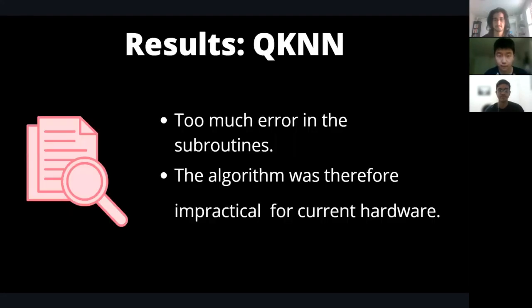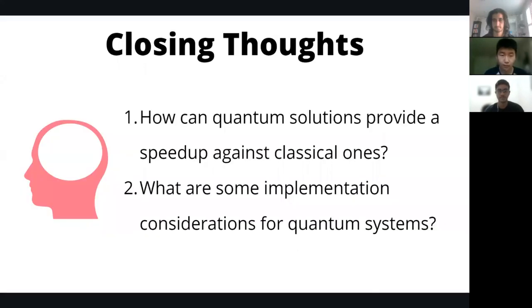The paper puts forth an implementation with a certain complexity, but in reality, there's too much error in the subroutines that we implemented for it to be practical. In conclusion, we see that quantum systems provide a significant speedup in both quantum counting and quantum KNN compared to classical systems. It is exciting to see the endless possibilities that quantum computing can bring to us in the future.